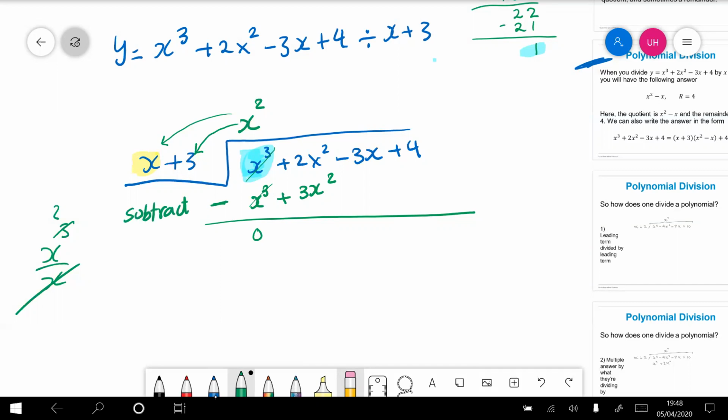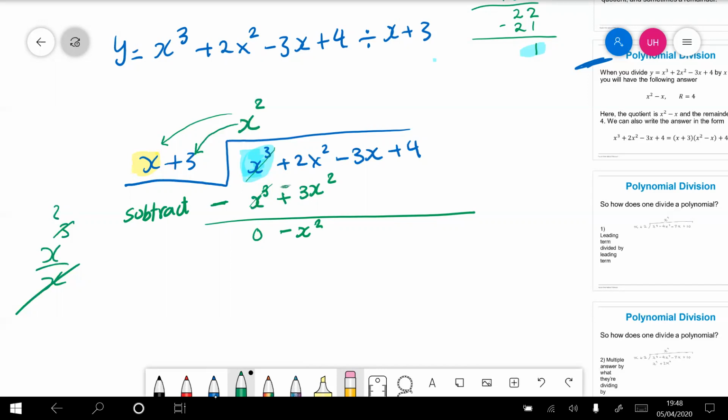Yeah, that means basically this plus is going to become minus, because we are subtracting, so it's just going to become minus. So it means 2x squared minus 3x squared, which gives minus x squared. It's like plus 2 minus 3 is minus 1 x squared, right?